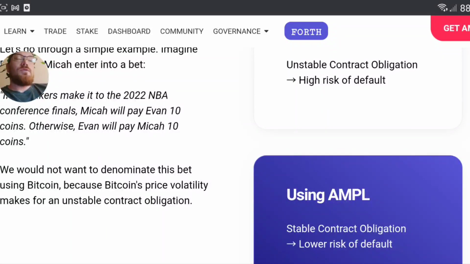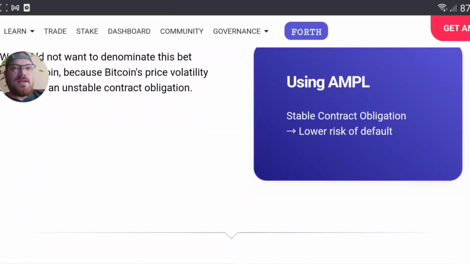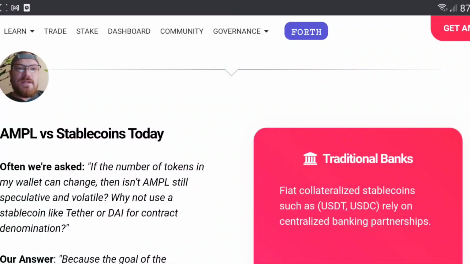Well, those 10 coins may be worth God knows what by the time the Lakers make it to the finals, right? So that makes sense, right? That's making sense to me. Let me know what you guys think, but it does make sense to me here. I can see the use case and need for this, and it does seem very important here.